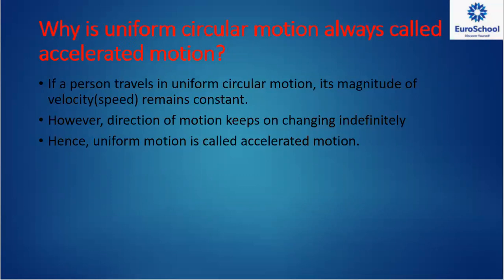When the direction of motion keeps changing indefinitely, then you cannot say that the velocity is remaining constant. When the velocity is changing due to the change in direction of the body, you have to call uniform circular motion an accelerated motion, because there is change in velocity due to the direction. Whenever there is change in velocity with respect to time, we have to call that kind of motion accelerated motion. So uniform circular motion is always called accelerated motion.